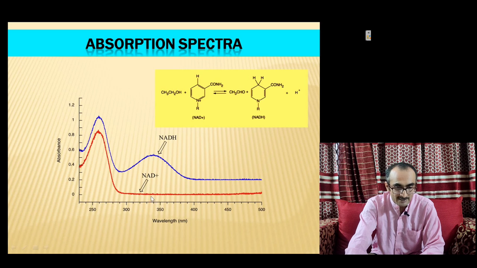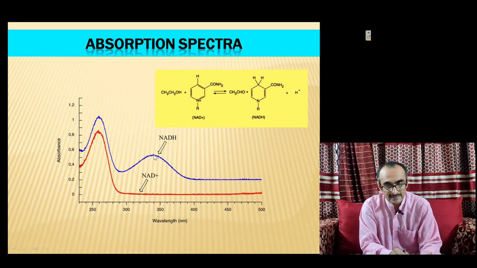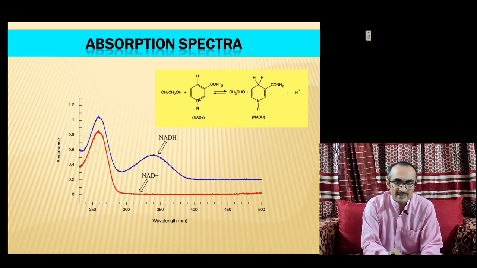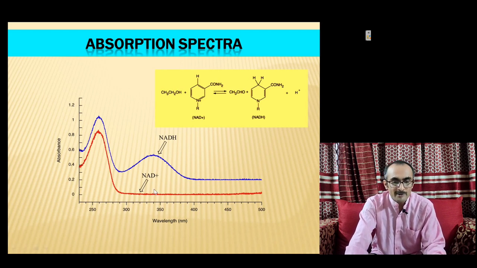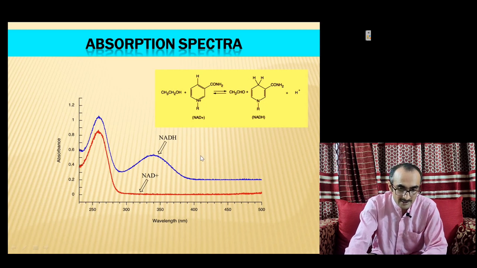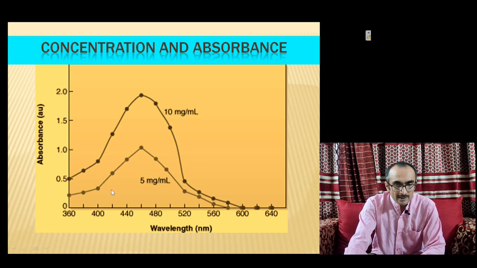NAD plus doesn't absorb at 340 nanometer, whereas NADH absorbs radiation. So that's how you can use the same wavelength. For example, if you want to differentiate NAD plus and NADH, simply take absorbance at 340 nanometer. NAD plus doesn't absorb at 340 nanometer, whereas NADH does absorb. So that's how you can differentiate.